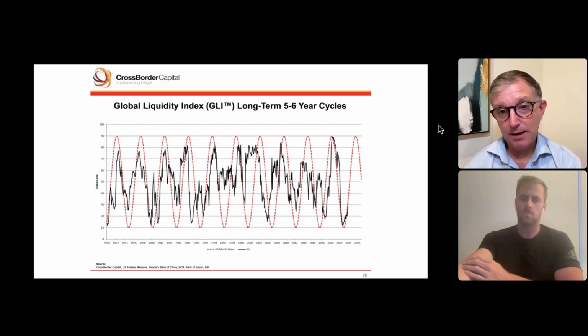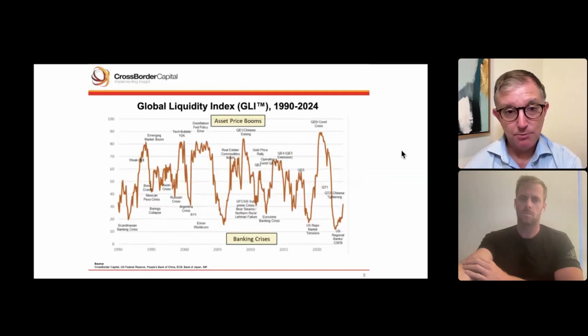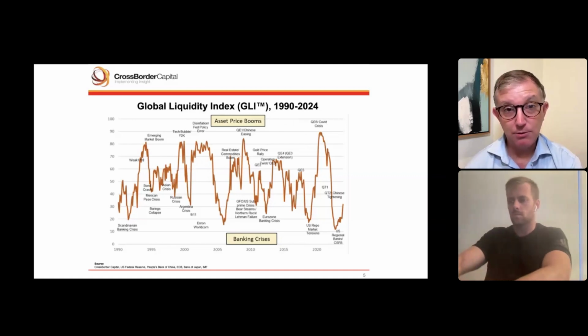So that's quite important. We can actually zoom in on that a little bit and look at it in reality, because what we see is during those periods where money is being pulled out or liquidity is being pulled out of the system, we tend to see what's referred to here as banking crises. So we've had multiple examples of that throughout history. And when money's being pumped into the system, we see asset price booms. And that's what you can see lots of examples of here as well.